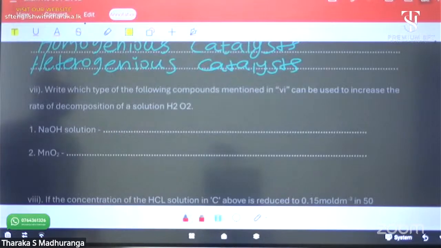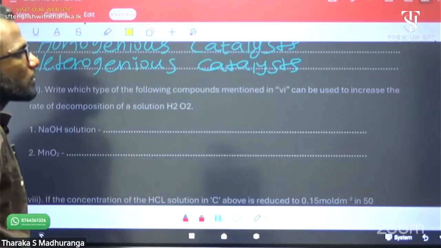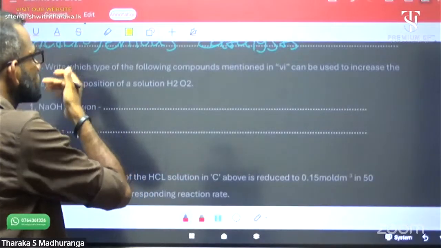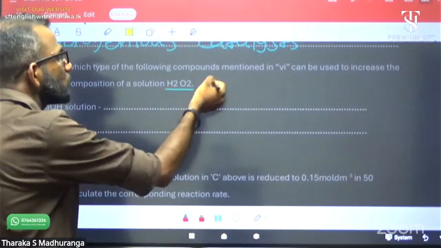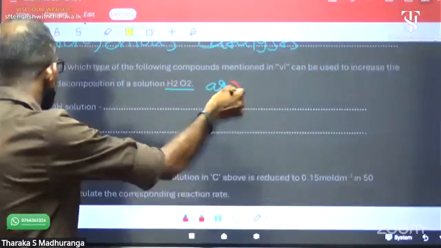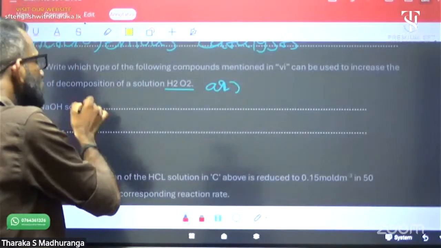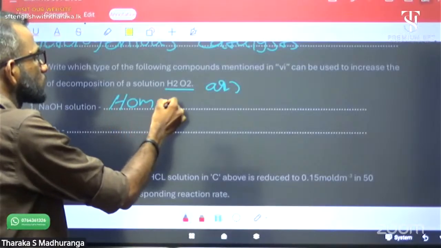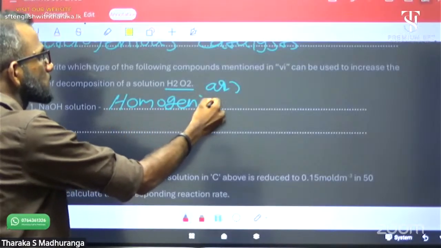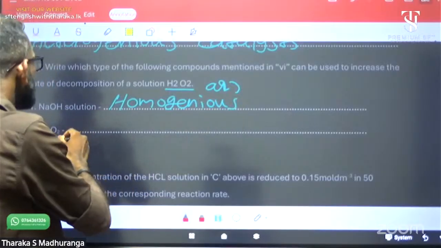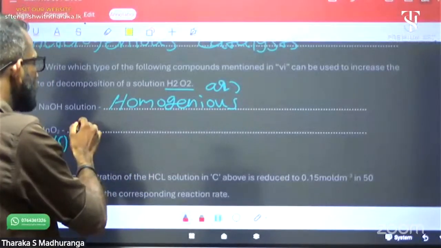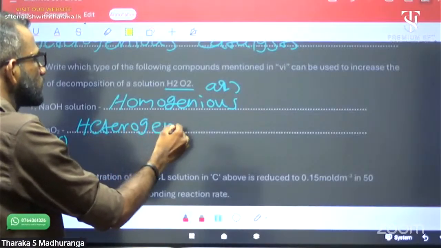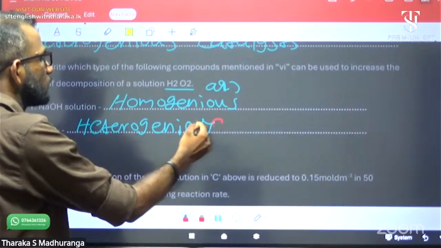Which type of the following compounds mentioned can be used to increase the rate of decomposition of a solution of H2O2? H2O2 means aqueous solution. If I use sodium hydroxide solution, also aqueous, then it is homogeneous. Manganese oxide is a solid, so it is heterogeneous. We already discussed that in the lesson, right?